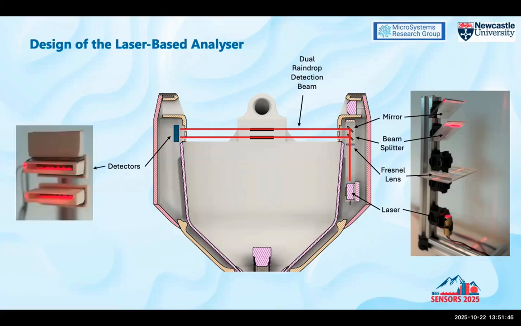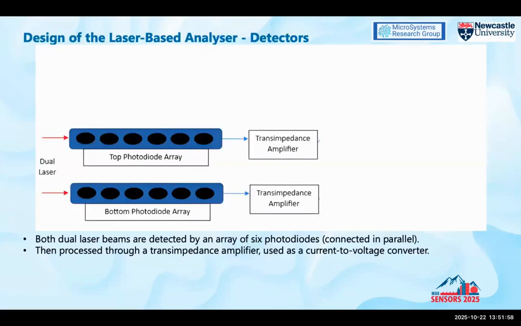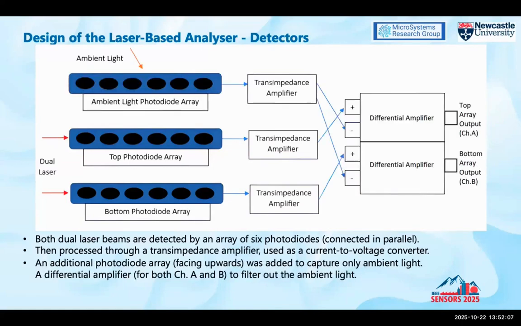On the detection side, we have 6 photodiodes in two arrays, so 12 in total, detecting the beam. Basically, when the raindrop goes through, you get a drop in voltage. The electronics is a very simple transimpedance amplifier, which then goes into a differential amplifier. But we did notice we were getting a lot of noise on the system, and we realized it was from the ambient light. So we added a third photodiode array, pointed vertically upwards, and ran that through the differential amplifier. This allows us to compensate for the ambient light.